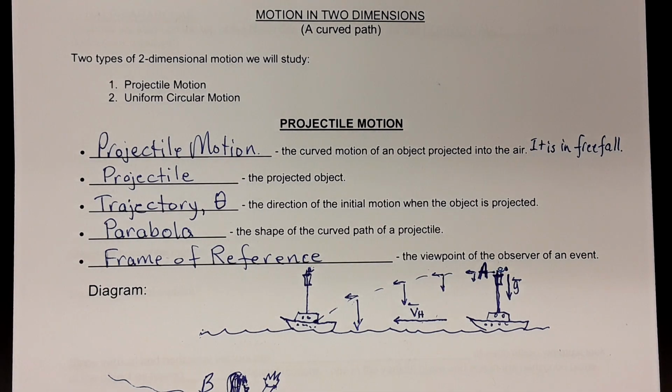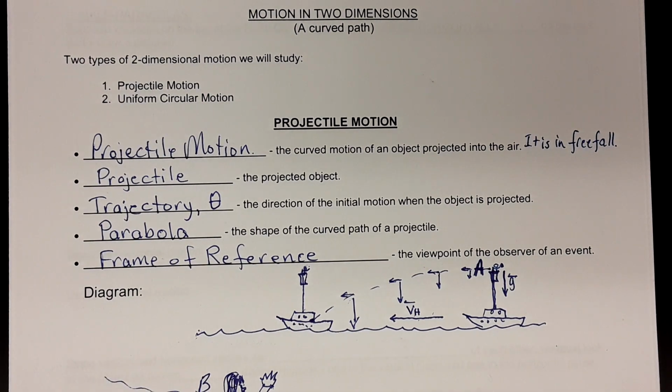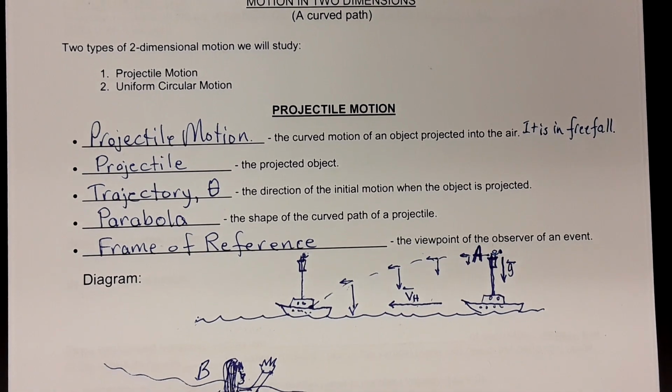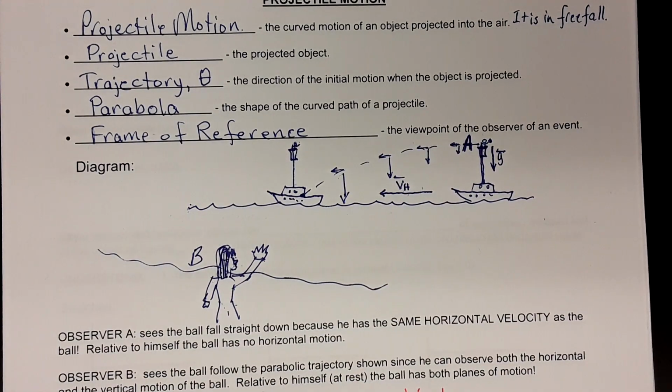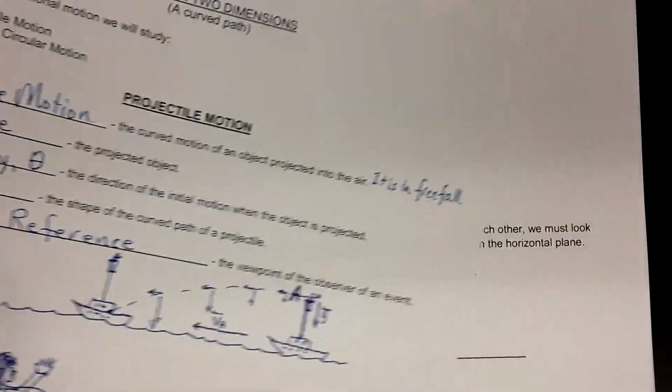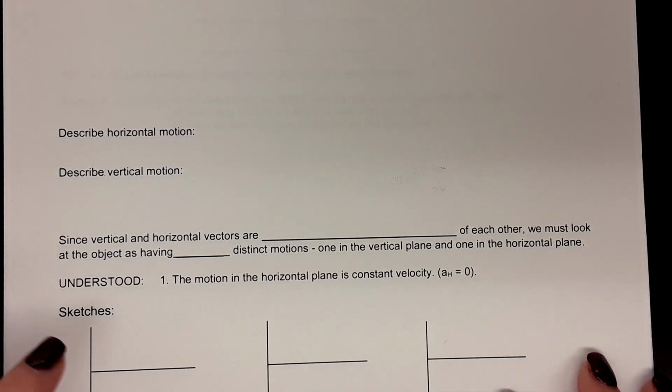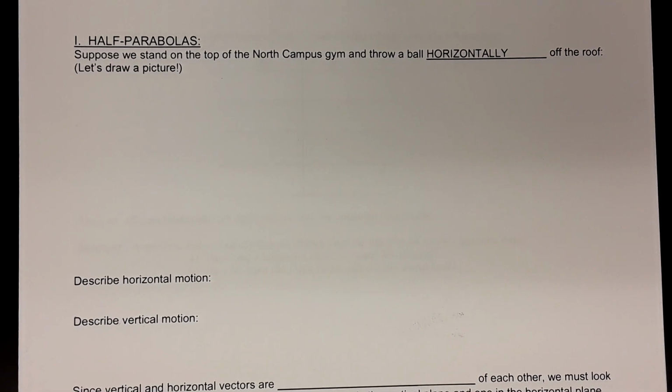Good morning, everybody. Now that we've had an introduction to motion in two dimensions, we're going to start looking at how we describe different motions in two dimensions and how to solve problems. So projectile motion is what we're going to be working with the next couple of weeks or so. We will start today, if you'll turn to the second page of your notes, with half parabola projectile motion, baby steps, okay? This is the simplest, so we're going to start with this.